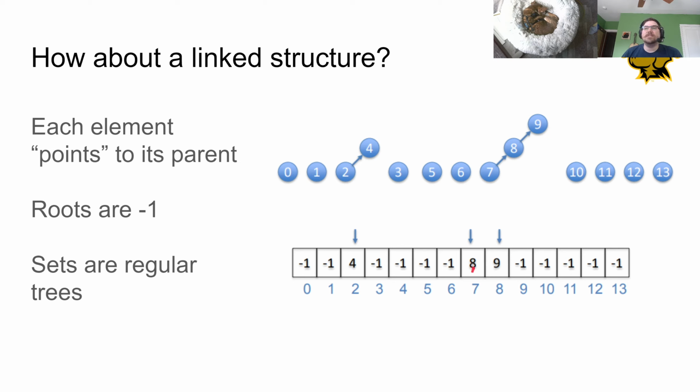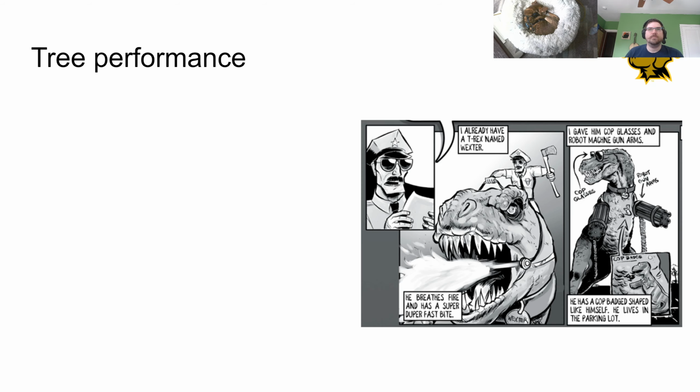7 says I'm on whatever team 8 is on. 8 says I'm on whatever team 9 is on. And 9 says, oh, I'm on team 9. Therefore, 8 is on team 9. And 7 is also on team 9, right? So these are all parent pointers. So this is a linked structure. It's stored in an array, but it's still a linked structure because those indices are technically memory locations. So it's a little simplified because we're using array indices, but not that much.